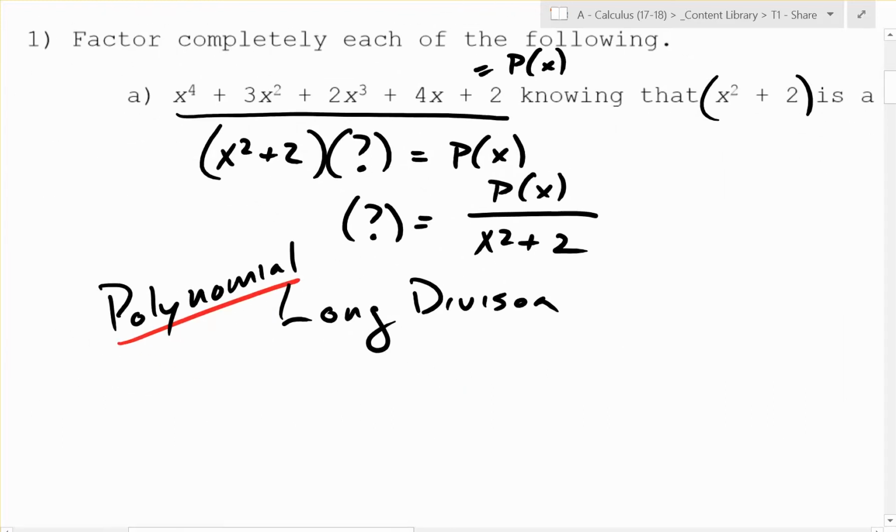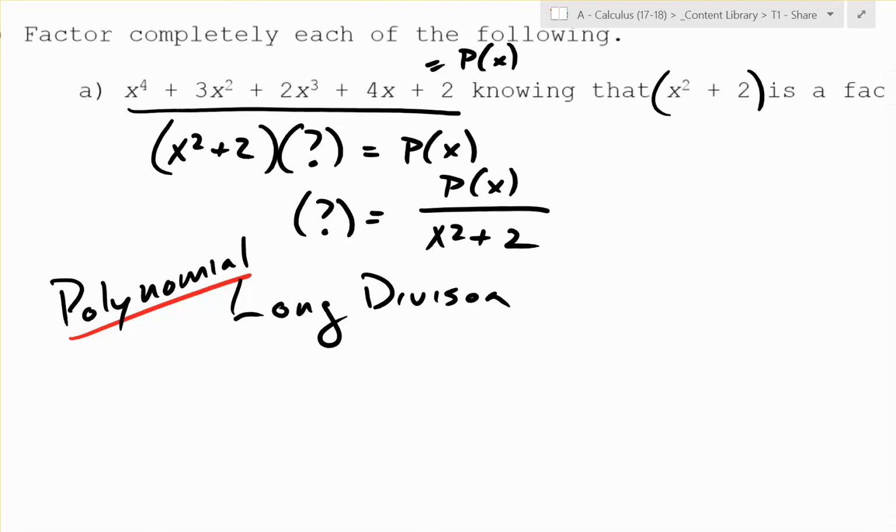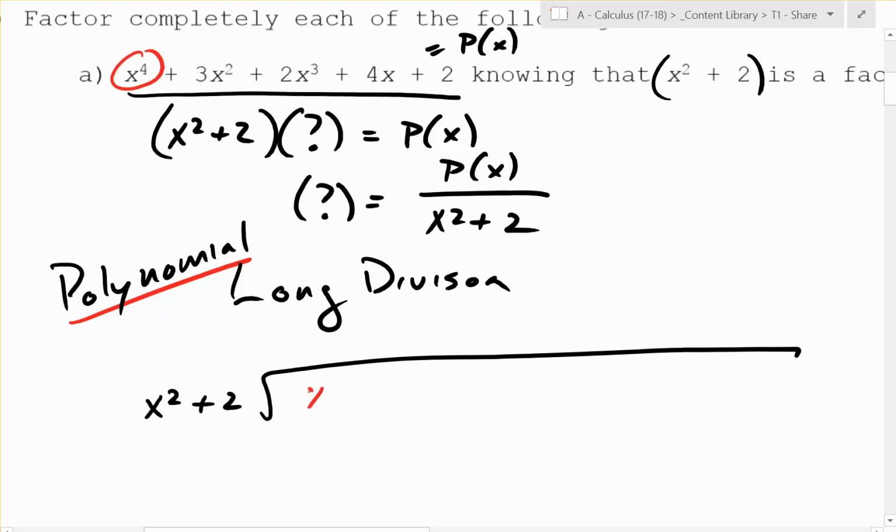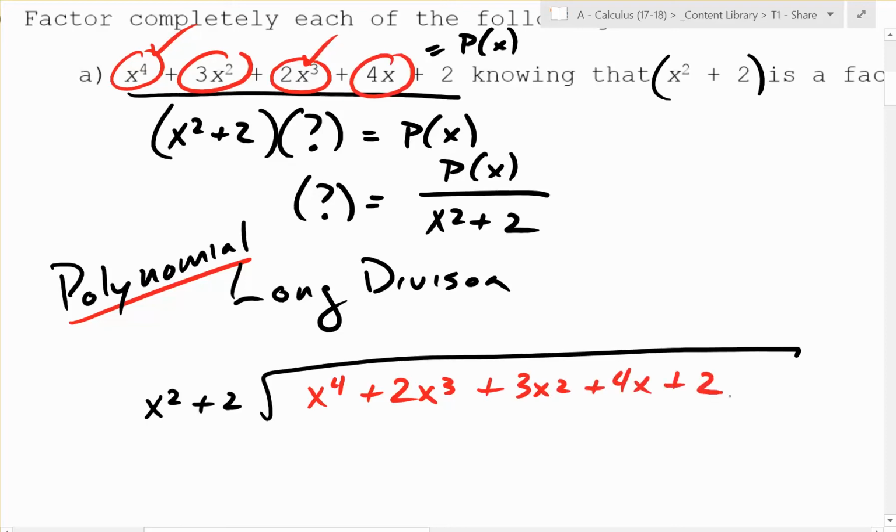Super exciting. So what we're going to do is first set it up, and that is done by writing x squared plus 2 as our divisor being divided into our dividend. And there's one little thing here. You need to make sure the dividend is written in order, and so is the divisor, in descending power. So first we have x to the 4th. Then it's 2x cubed. You have to be very careful. Then 3x squared, then 4x, then 2. We've done it in descending order.